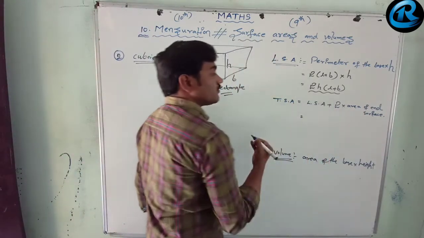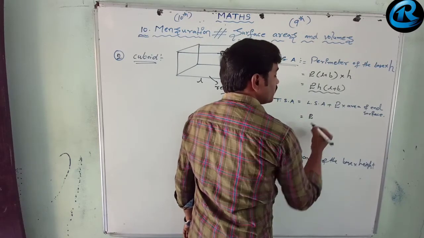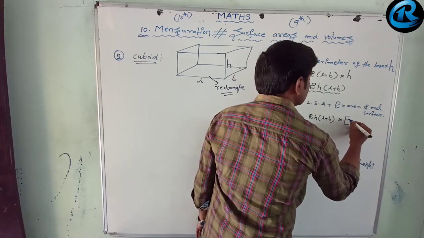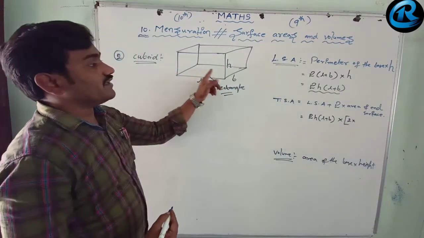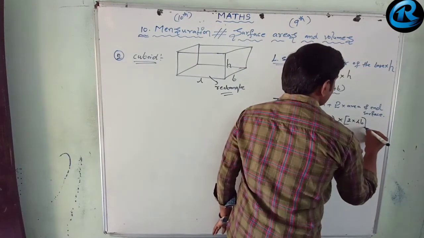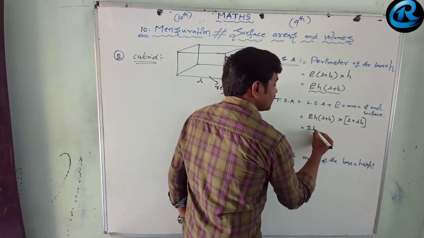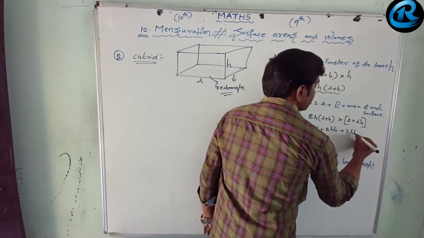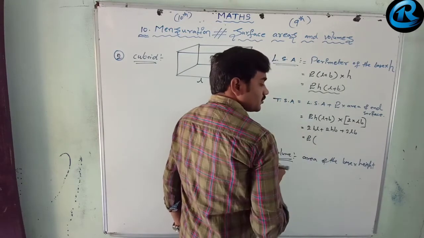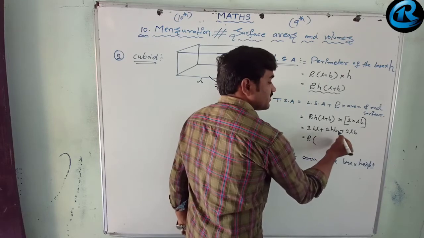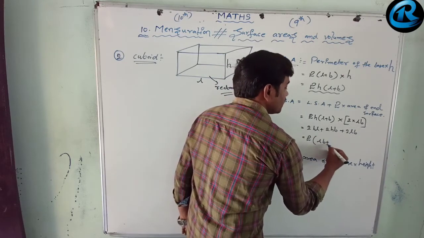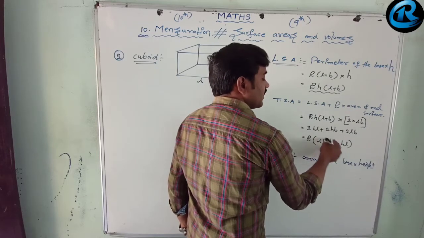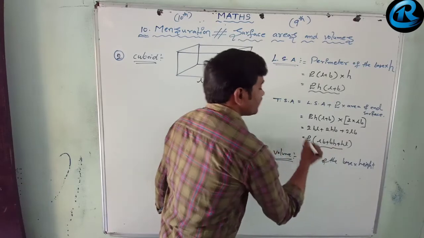Then, what is the total surface area of the cuboid? Simple. This lateral surface area, 2H of (L plus B), plus 2 into the area of the end surface, the area of the rectangle LB. So this is 2HL plus 2HB plus 2LB. If I take 2 as a common factor, HL plus HB plus LB will be left. I will write that in sequence: 2 of (LB plus BH plus HL). And this is the formula of the total surface area.